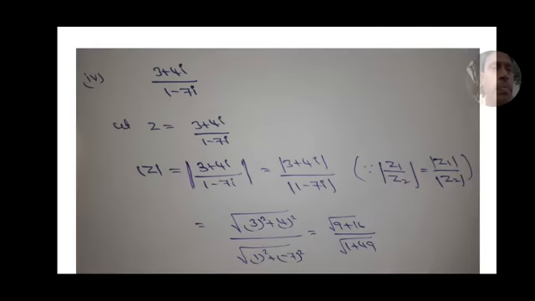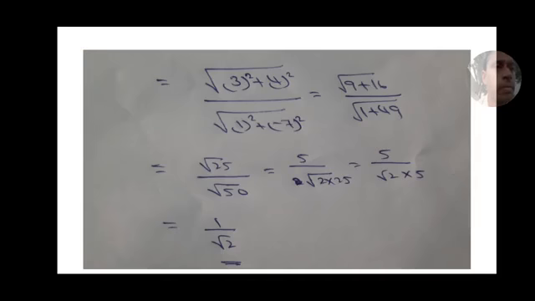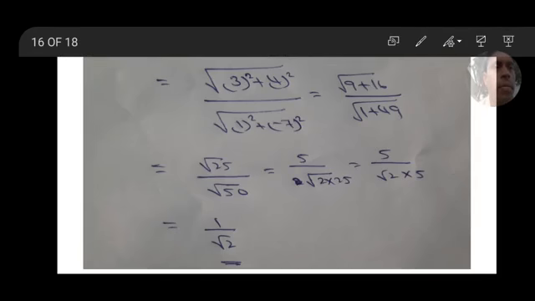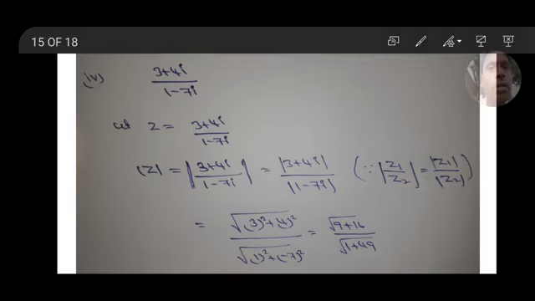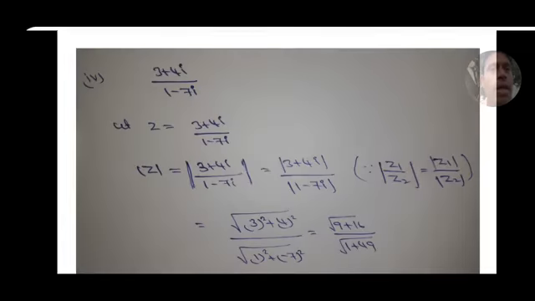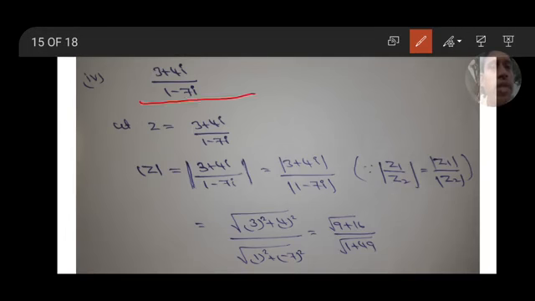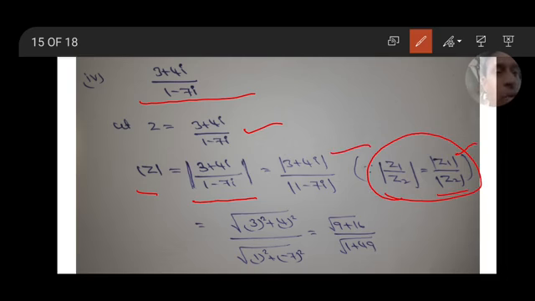Next problem, 3 plus 4i by 1 minus 7i. Let z equal 3 plus 4i by 1 minus 7i. Modulus of z equals modulus of 3 plus 4i by 1 minus 7i. So modulus of z1 by z2 equals mod z1 by mod z2, that is modulus of 3 plus 4i by modulus of 1 minus 7i.